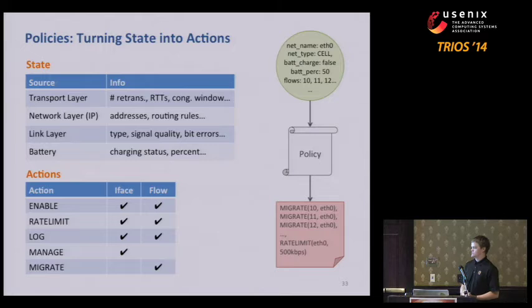There are other actions that we support in our system, and you can see that they can act on either interface or flow level. Only the user policy is allowed to act on the interfaces because they affect all the other apps, and you wouldn't want a third-party application doing something like that. And we include things such as enabling and disabling interfaces, rate limiting either interfaces or flows, and migrating flows from one network to another.